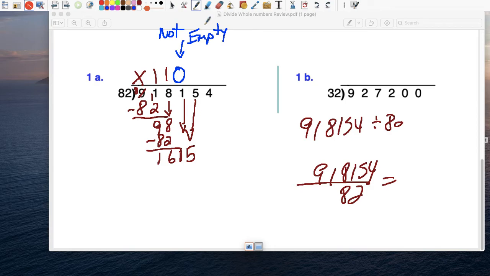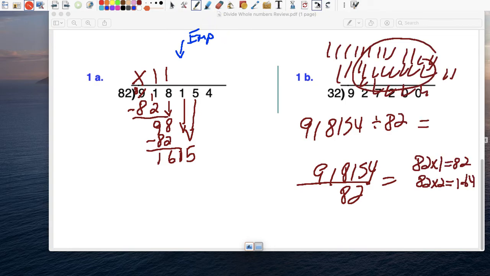You know what? I'm stupid. Sorry. Ignore. What am I doing? Sorry. This was okay. 82 can go into 161 one time. Oh my God. Sorry. Ignore. Oh my God. What did I just do?